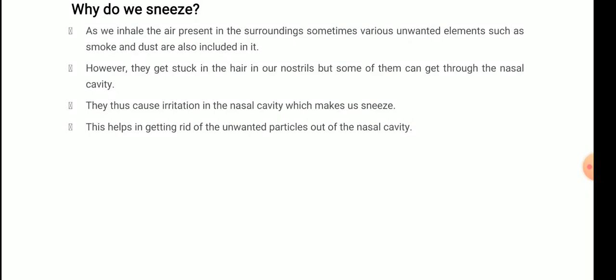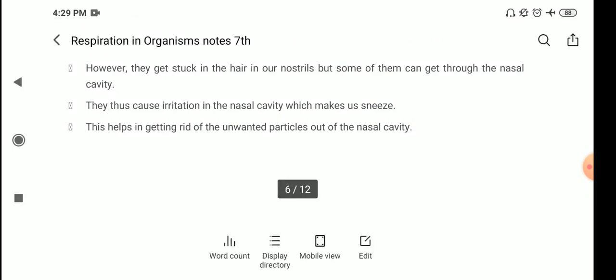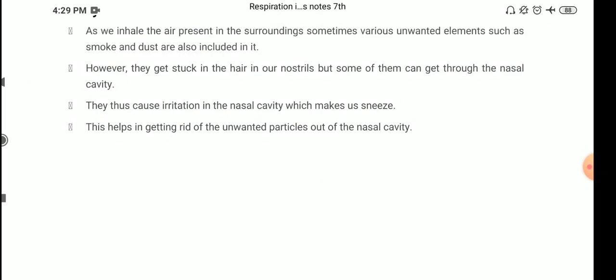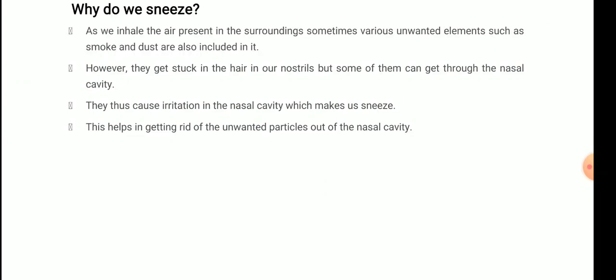Why does a sneeze occur? Because of the irritation in the nasal cavity, and the sneeze is very helpful. See how? It helps in getting rid of the unwanted particles out of the nasal cavity. Unwanted means those that are not used in respiration. If they go inside the lungs or nasal cavity, they will definitely cause some irritation. So to remove those unwanted particles, so that they do not hinder breathing in any kind, they are to be removed. Or I can say they can also cause some disease.